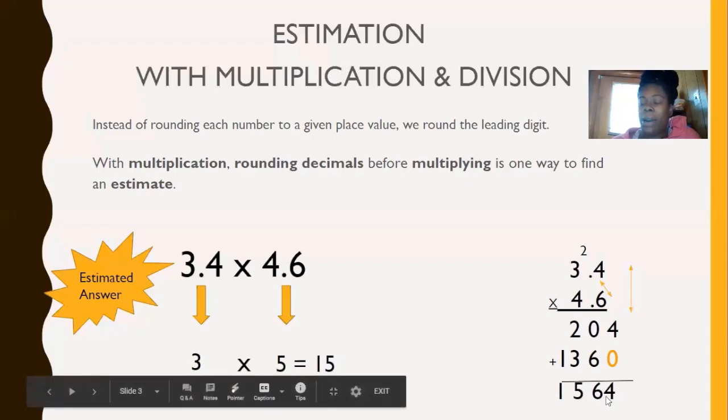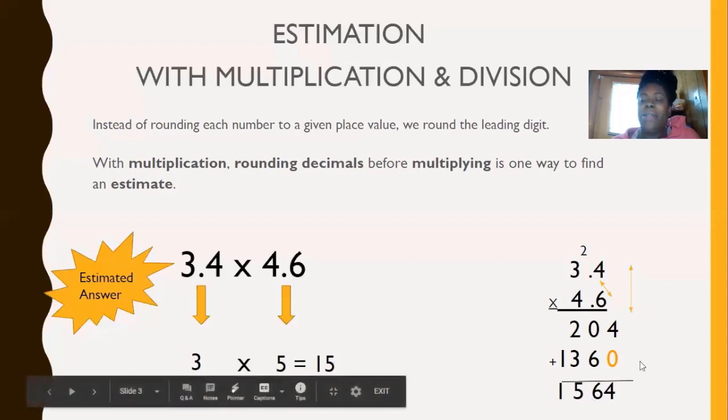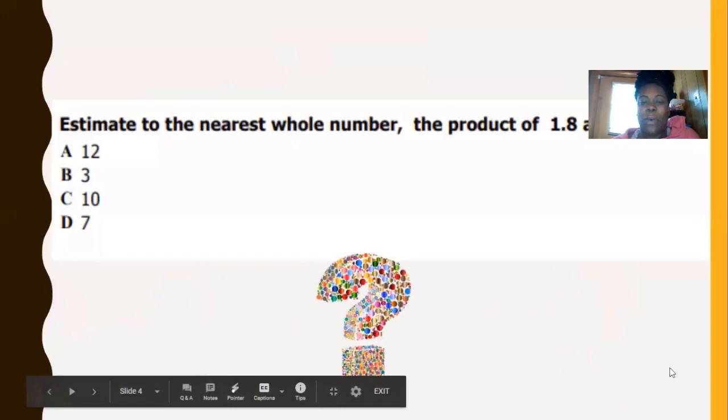If I place it here, it becomes 156 4/10. If I place it here, in between the 5 and the 6, it becomes 15 64/100. Well, since my estimated answer is 15, that seems about right. And so with that, I place my decimal in between the 5 and the 6. And that's a more reasonable answer. Let's move on to the next question.